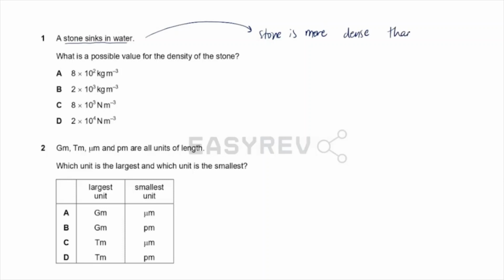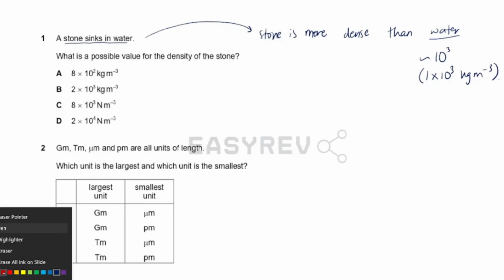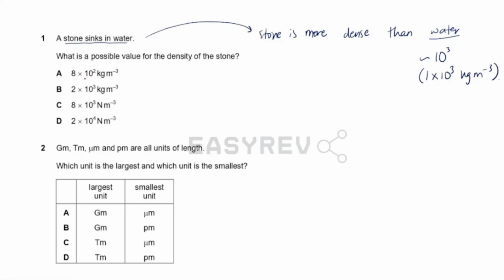What we should remember is that the density of water is roughly around 10 raised to the power 3. And we can even assume it's 1 into 10 raised to the power 3 kg per meter cube. In which case we can cancel out option A first and foremost, because if we notice, here we have the case where it's of the order 10 raised to the power 2, which is actually less than that of water. So we can cancel out A.